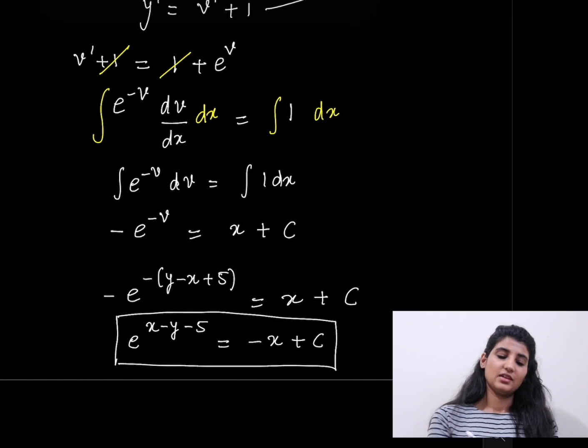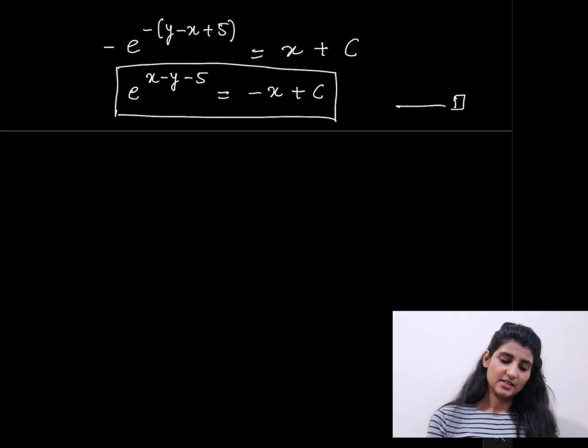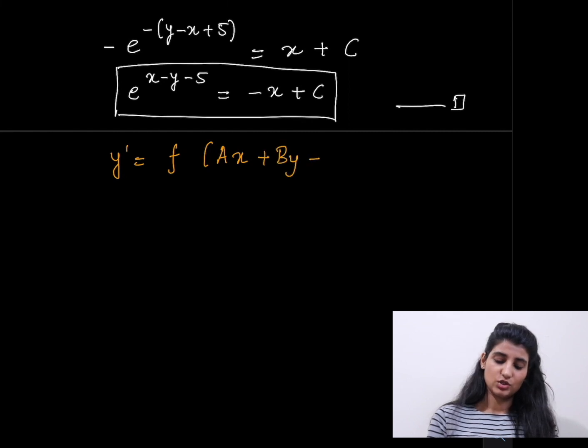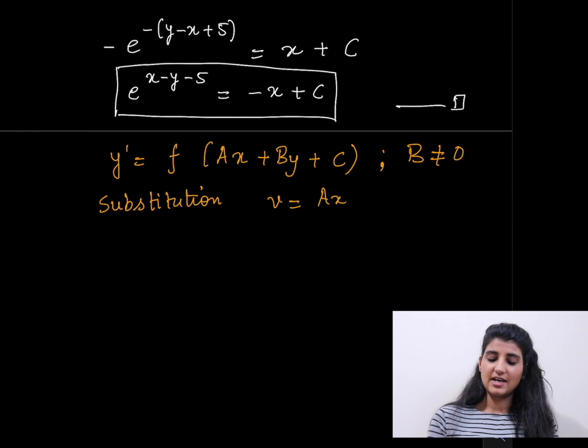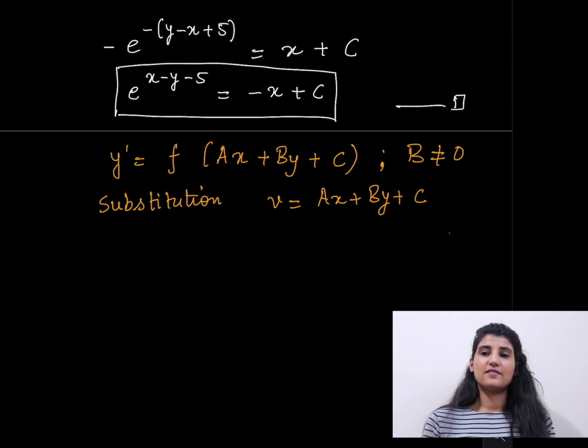Very simple, right? Just to summarize, in this lecture we learned how to solve the equation of the form dy over dx equal to f, a function of ax plus by plus c, where b is non-zero, and this is a simple substitution: we substitute v as ax plus by plus c, and this substitution will reduce our equation to a separable equation.